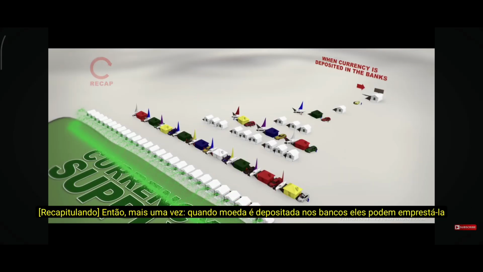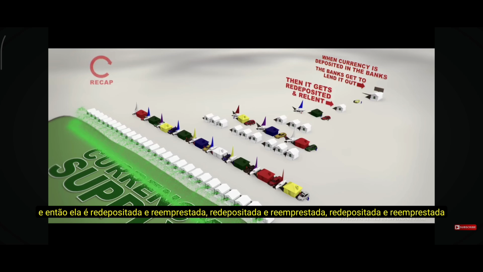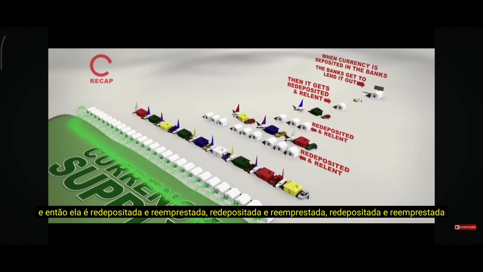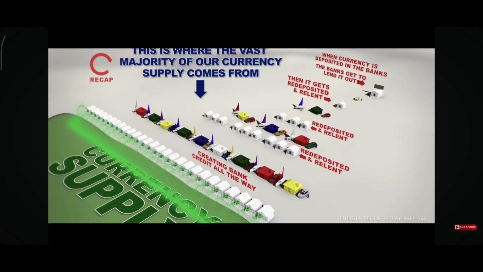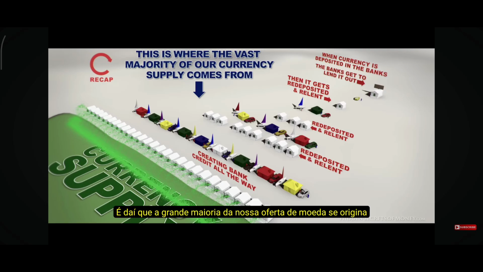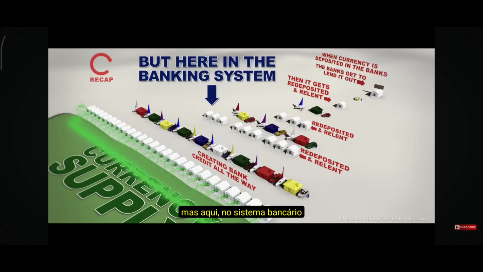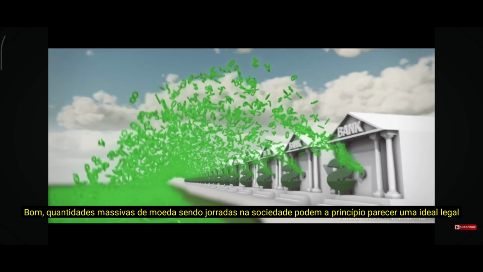So once again, when currency is deposited in the banks, they get to lend it out, and then it gets redeposited and relent, redeposited and relent, redeposited and relent over and over again, creating bank credit all the way. This is where the vast majority of our currency supply comes from. In fact, 92 to 96% of all currency in existence is created not by the government, but here in the banking system.